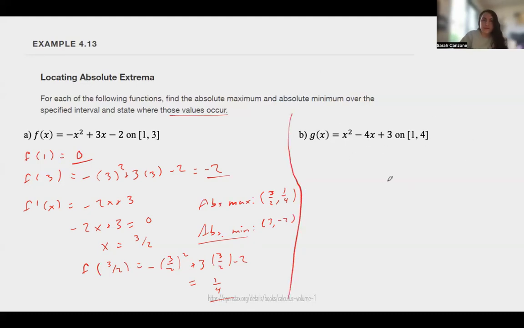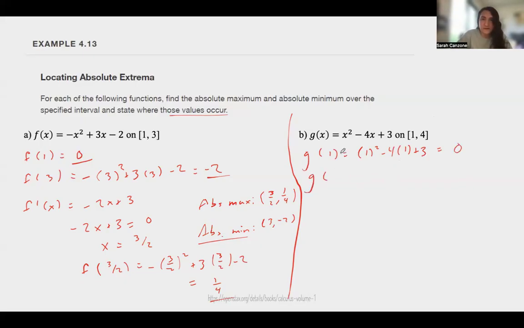All right, let's take a look at this one, and we'll do the same exact thing. First we want to plug in our boundary points. I'm going to try really hard to make sure I plug these in correctly this time. Apparently, I have not had enough coffee today. Okay, g at 1 is 1 squared minus 4 times 1 plus 3. 1 minus 4 is negative 3, plus 3 is 0.